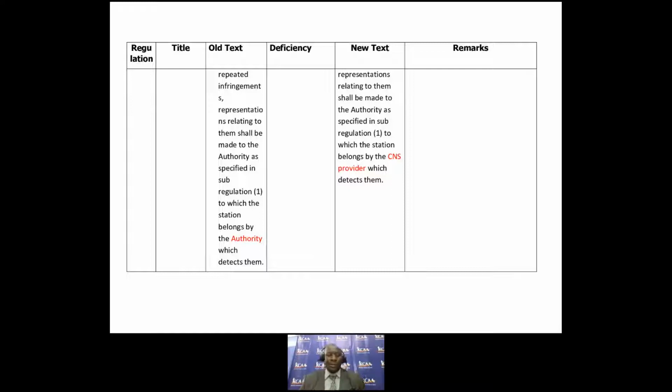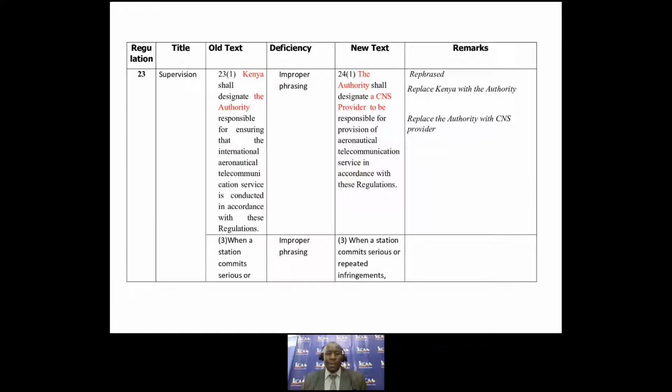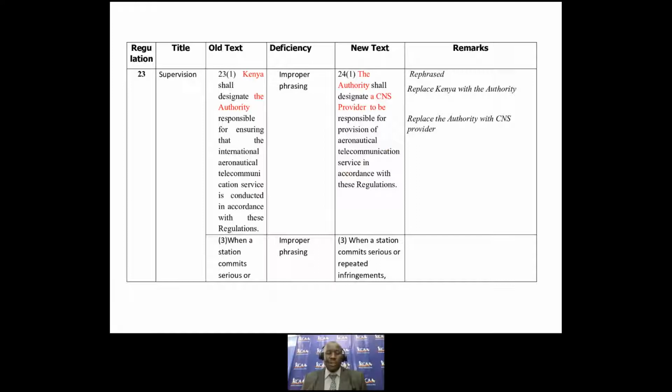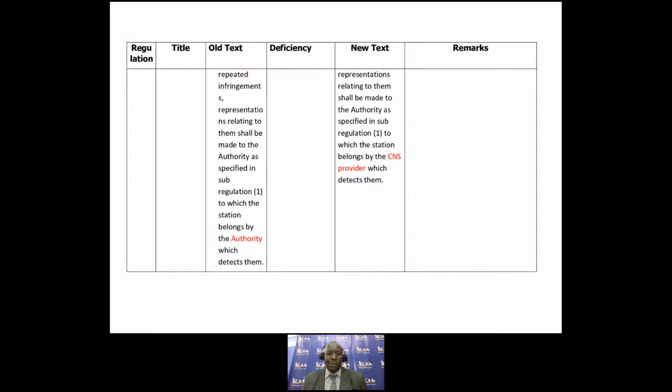Then subregulation 3. Again, there was some improper phrasing, so this has been rephrased. Allow me to read the whole sentence, what was there earlier and what is there currently. Subregulation 3: when a station commits serious or repeated infringements, representations relating to them shall be made to the authority as specified in subregulation 1, to which the station belongs, by the authority which detects them.